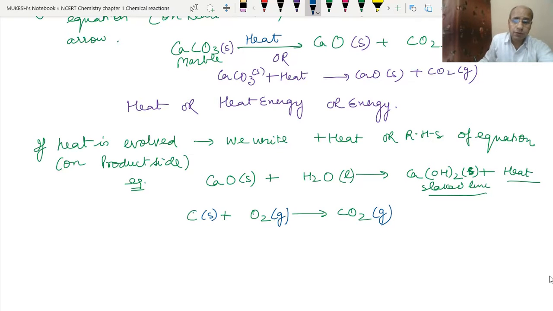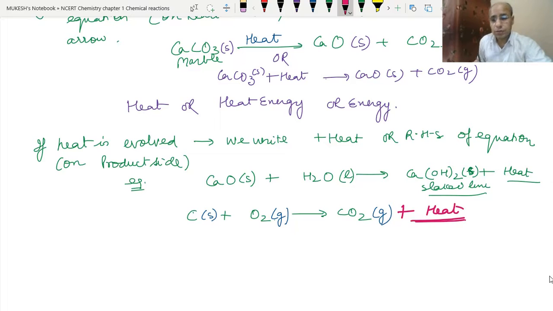Now is there any heat change? Yes, because a lot of heat is given out. So this is an exothermic reaction. We will write plus heat on the right-hand side.